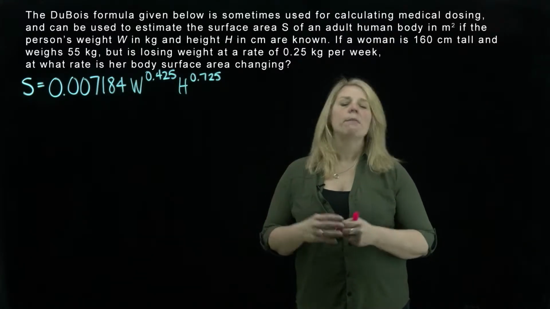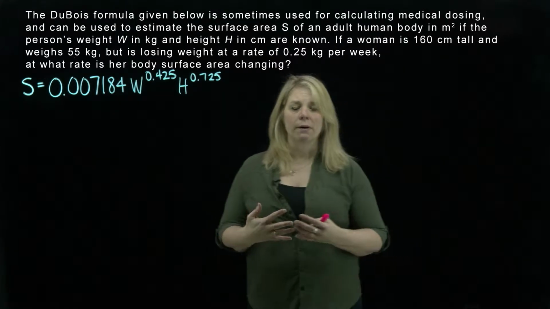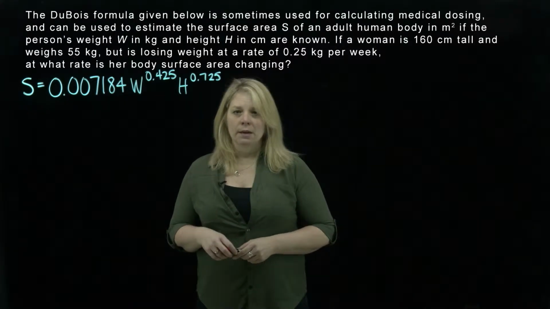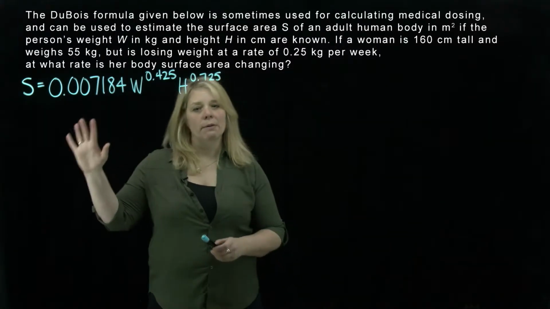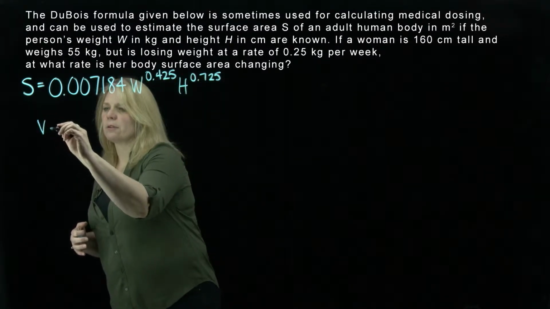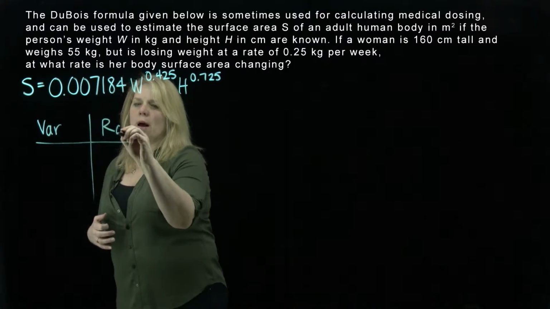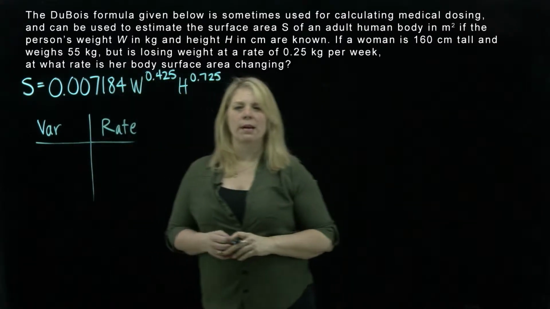Okay, and we've got some information in this problem that tells us that some of these things are changing. So that's how we know we've got a related rates problem. All right, so we're going to set up, just like we did with the other related rates problems, a list here of our variables and rates, and identify what is happening in the problem, the rate of change.